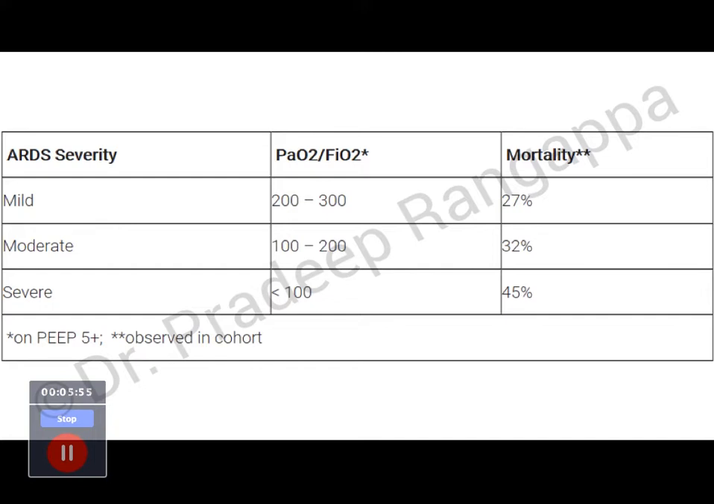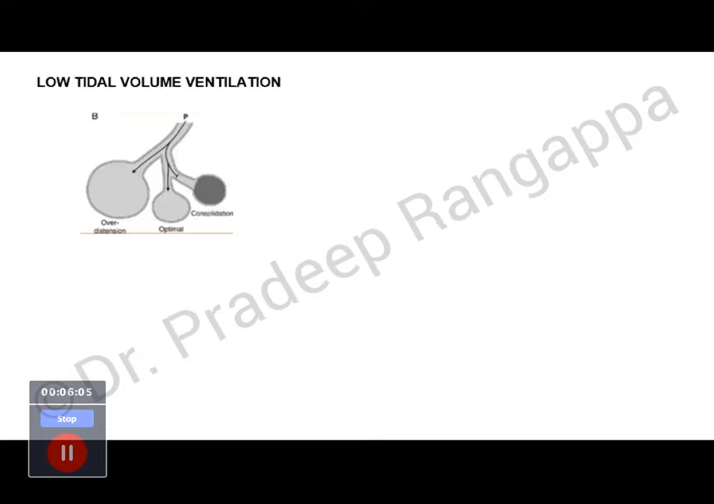So which means for every two patients you treat, there is a risk that one can die if you do not ventilate them properly. So that's why the science of understanding what we mean by proper ventilation is what we are here to understand. Okay, so we'll go slowly through low tidal volume ventilation. Low tidal volume is, in the ventilator we fix the tidal volume. Okay, the volume of gas that you are going to deliver is the tidal volume.